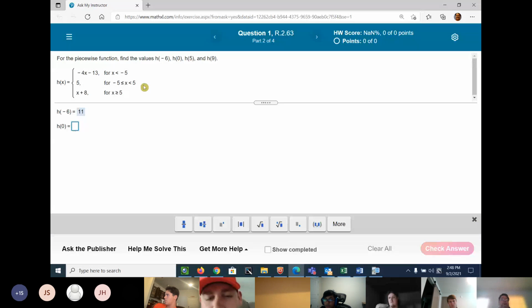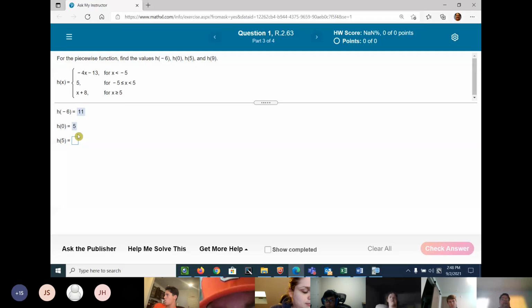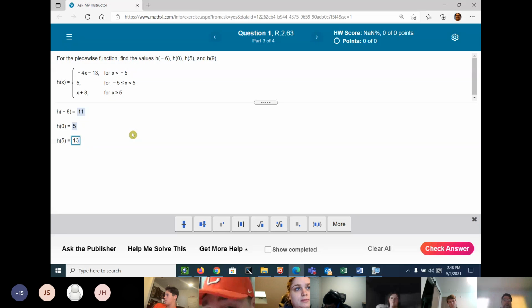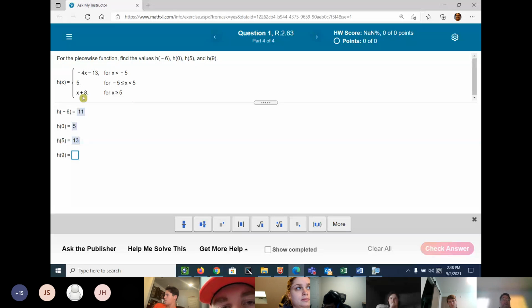And h of 0, that's going to be right here, is 5. And h of 5, which is right here, is 5 plus 8, 13. And h of 9 would be right here, so 9 plus 8 is 17.